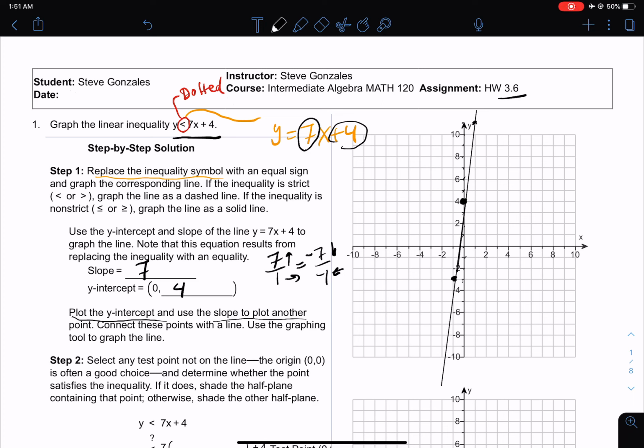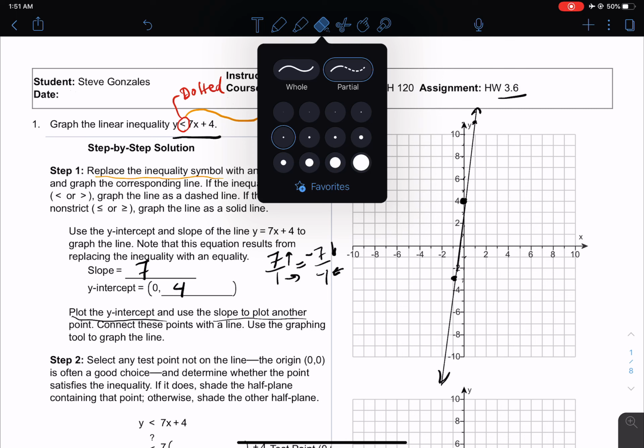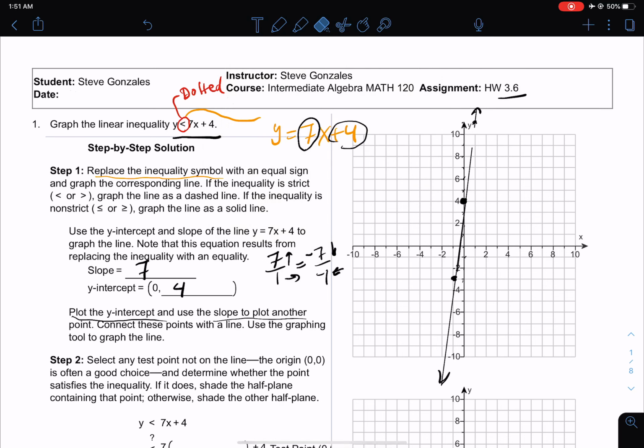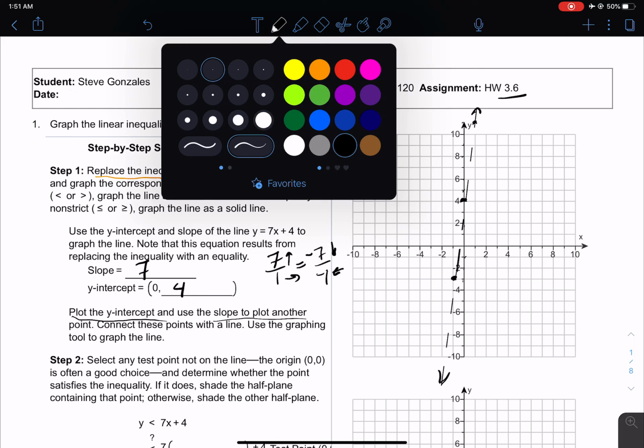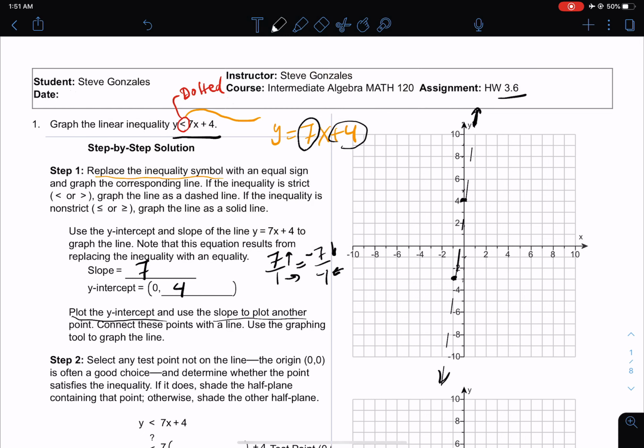So something like that. And then I'll just go back and do this partial erase business. Decent sized one. That should work. Just come through and erase some of it. Now I've got myself, whoops, a dashed line. Okay, so there it is. I wish it was a little bit darker. Next time I think I'll use a heavier pen. But you can see it right there.